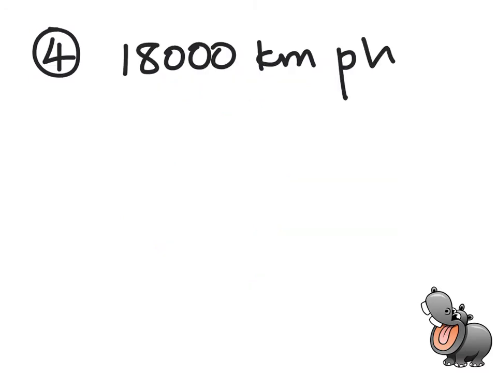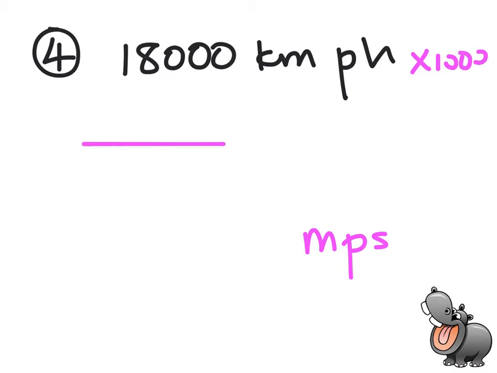Question 4. The speed is 18,000 kilometres per hour. We need to change that all the way down to metres per second. So I've got to change the kilometres into metres, and I've got to change the hours into seconds. So if we go through each stage one at a time, first thing I'll do is change kilometres into metres, so I'm going to times that by 1,000. So it's going to give us a new number of metres per hour.